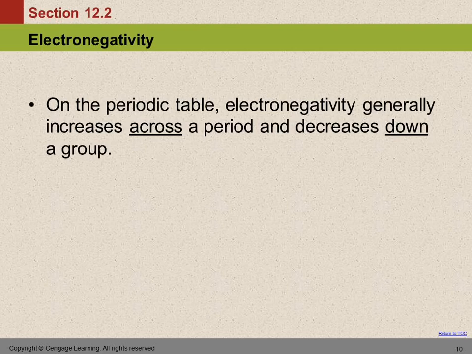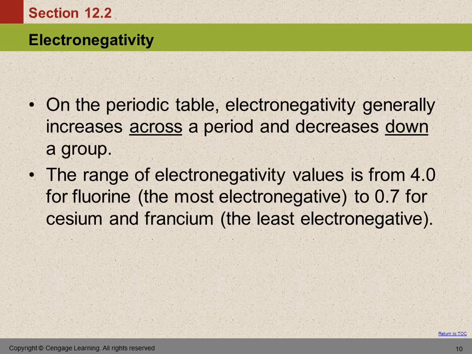On the periodic table, there are trends in electronegativity. It generally increases as you go across a period. So reading across the periodic table from left to right, the electronegativity increases. And if you go down from top to bottom, it's going to decrease going down. The range of electronegativity values is from 4 down to 0.7. That's an arbitrary scale. They just said, well, let's make the most electronegative one 4.0, and everything is relative to that. And we're not going to get hung up on the numbers.